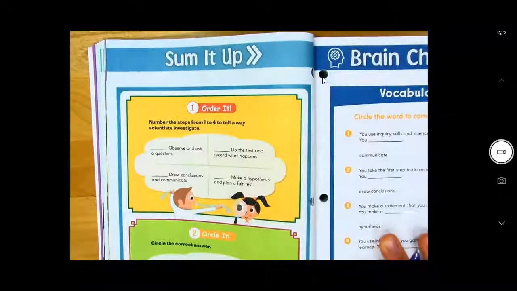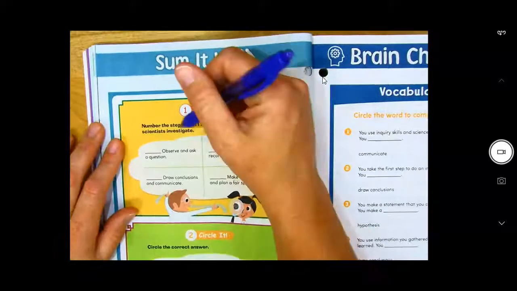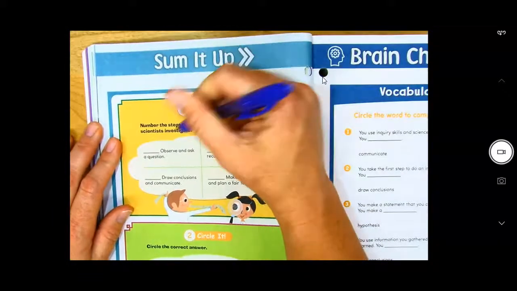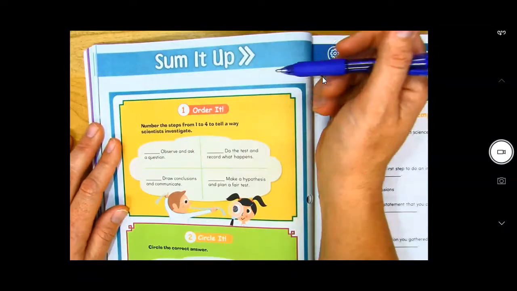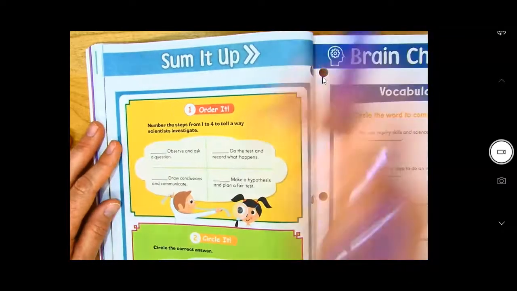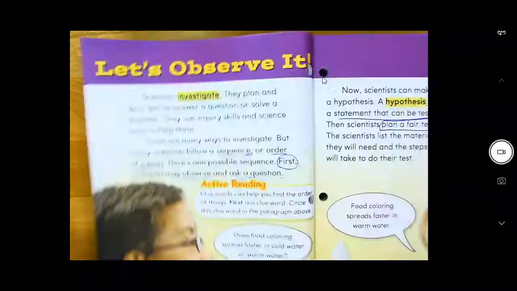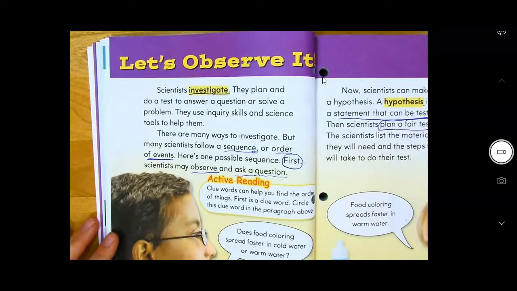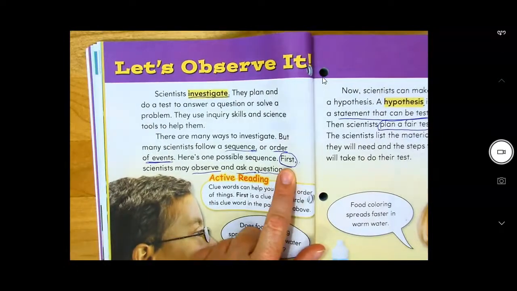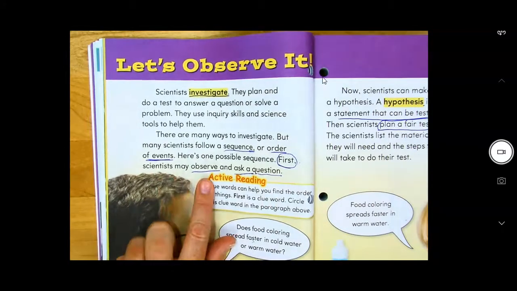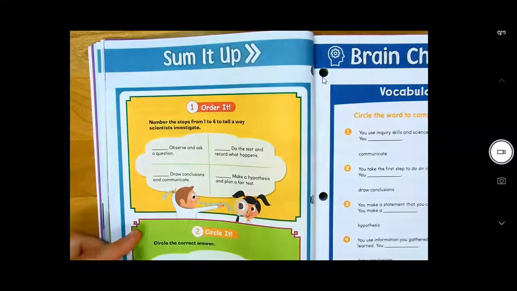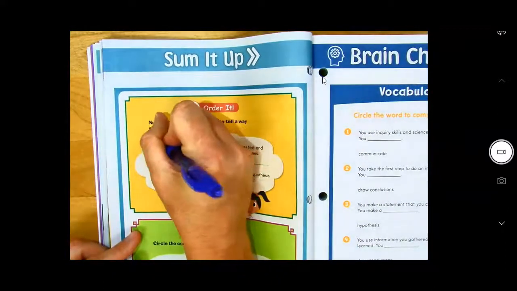Here's our sum it up. Name the steps from 1 to 4 to tell a way scientists investigate. So what is the first thing they do? Well, I forget. I'm going to go back in the text to the beginning because I'm looking for the first thing they do. What is the first thing they do? Scientists may observe and ask a question. Well, here it is right there. Number 1.